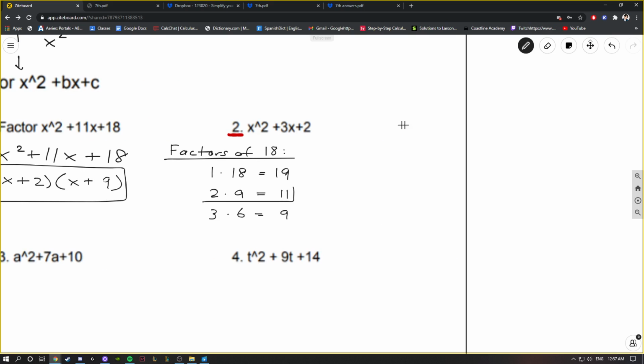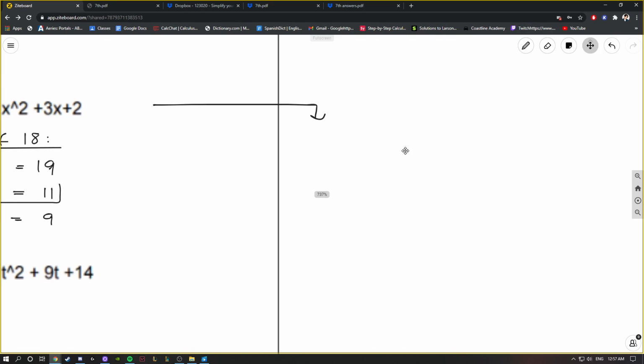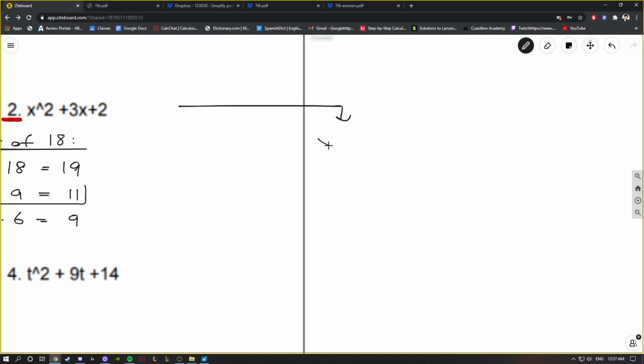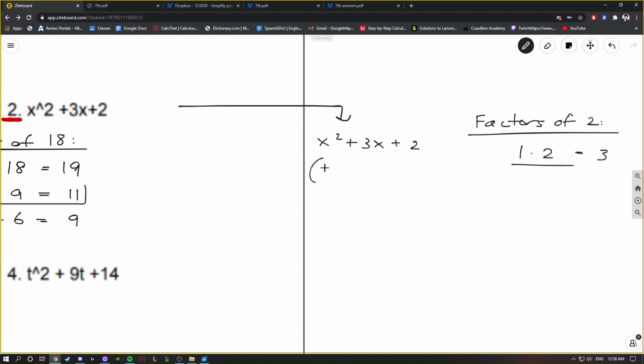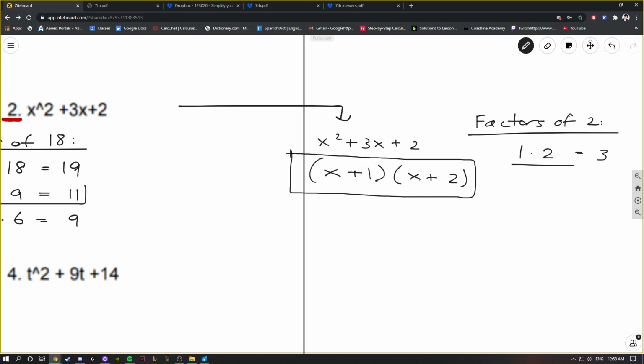Alright, going on to number 2, running out of a little space. I'll move it over to this side. We have x squared plus 3x plus 2. So, like last problem, we could just list out our factors of 2. And we have 1 times 2, and that's it. And then we just add these up, that equals 3. And then we could write both of our factors right here. x plus 1 and x plus 2. And that's our factored form.